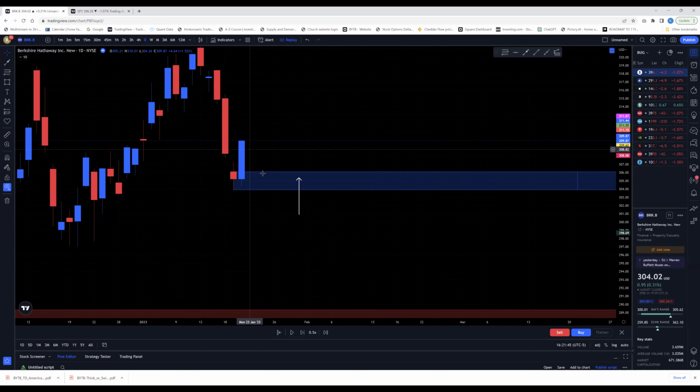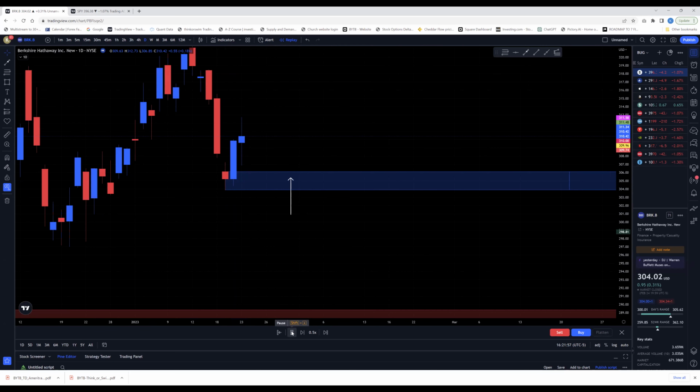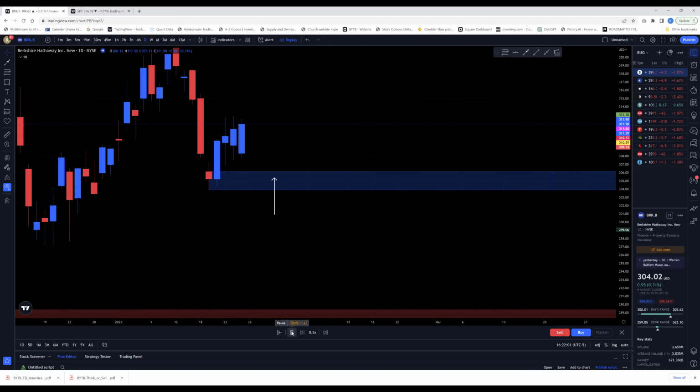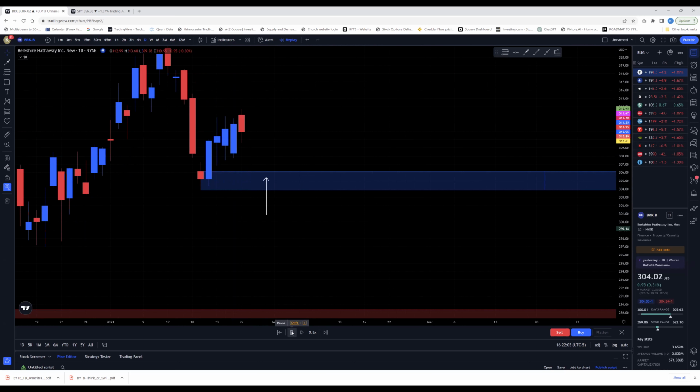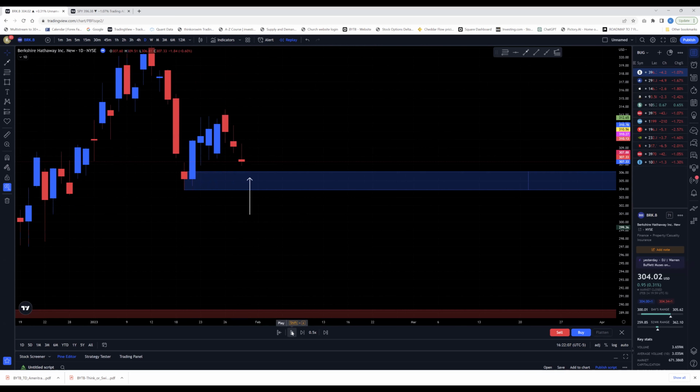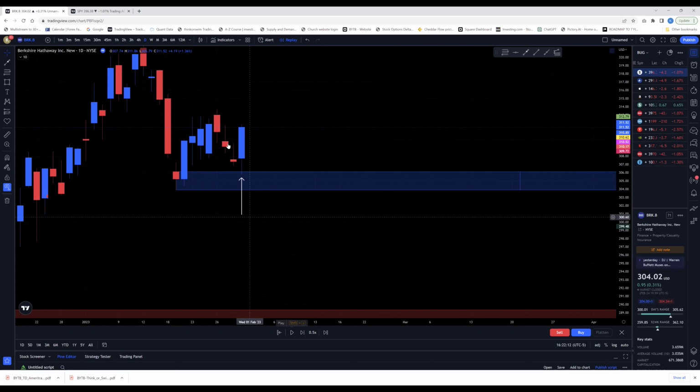Now we draw up a demand zone. We got a basing candle. We got a huge bullish candle here. So now we're looking for the market to come back to this area, and then that's when we get into a trade. Boom, here we go. We start to go down, and boom, it hits this.